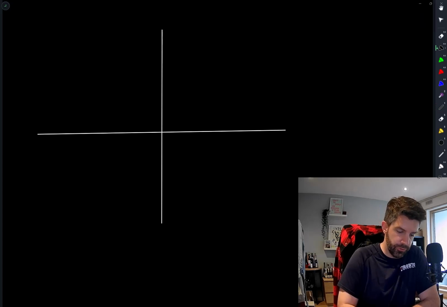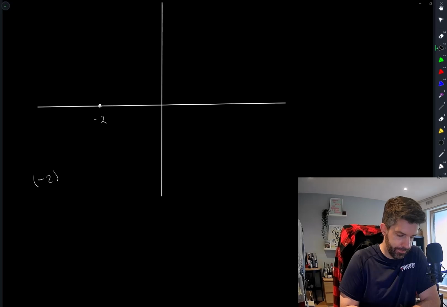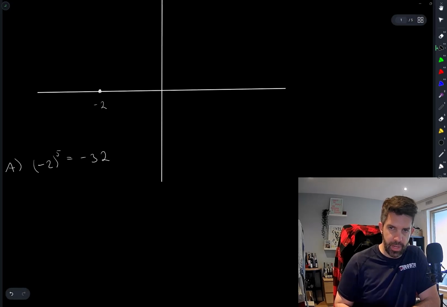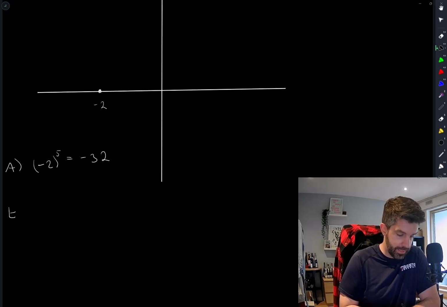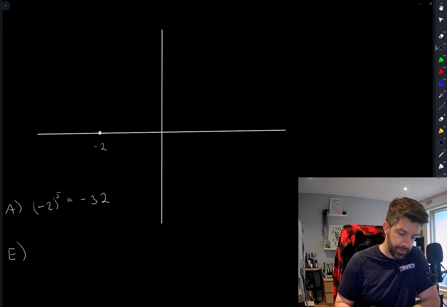Okay, so the first number we're given is -2, which is here. And -2 to the 5 is equal to -32. So that's for option A. And I'm going to skip to option E because it's purely imaginary and will be a little bit easier to figure out. So option E, the original number is 2i.